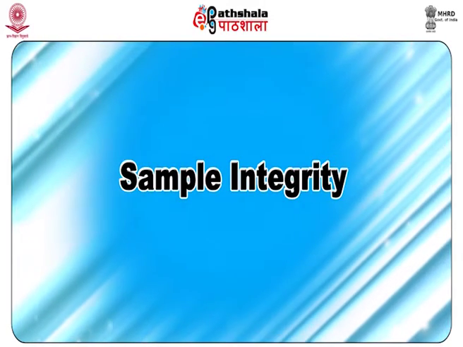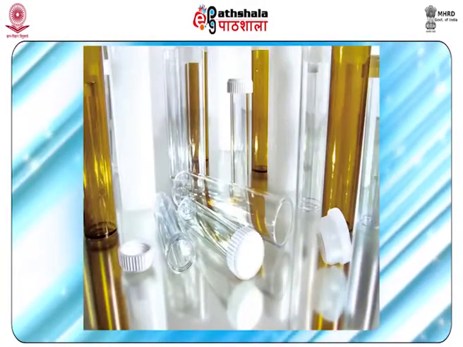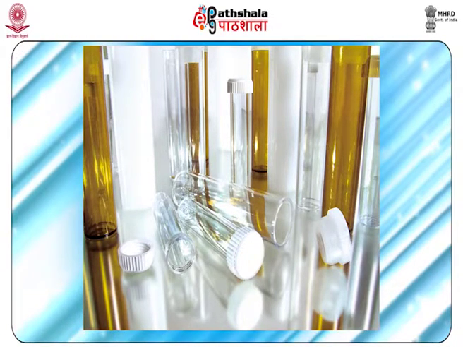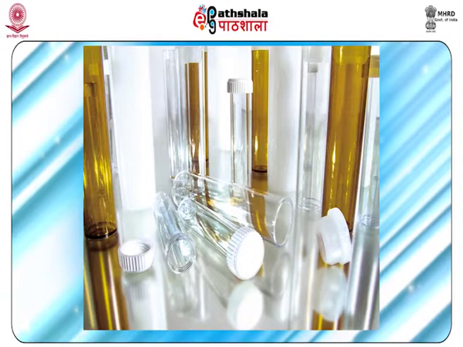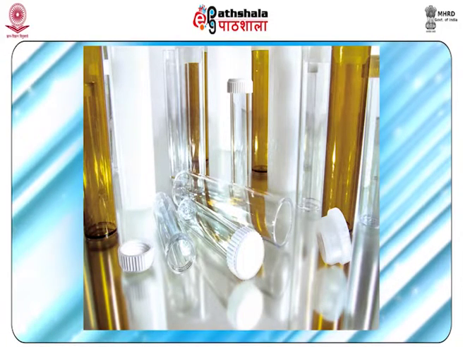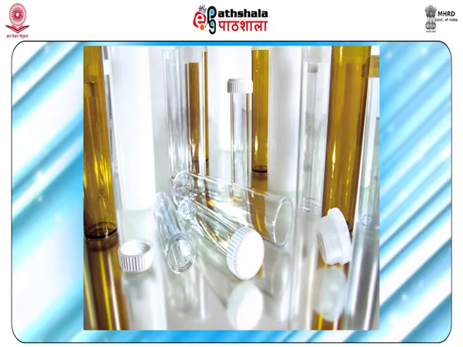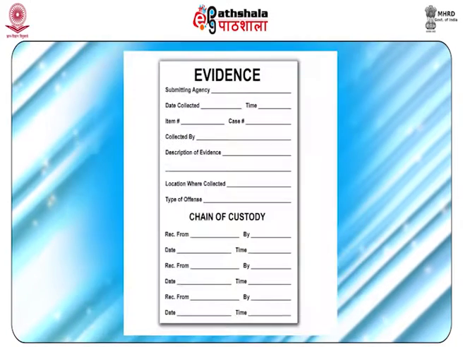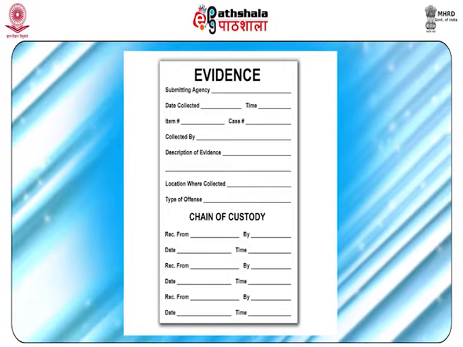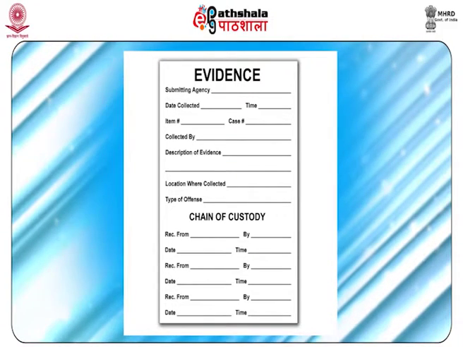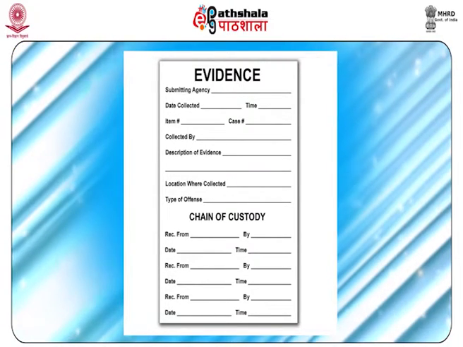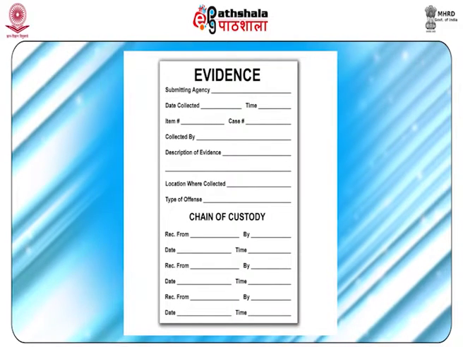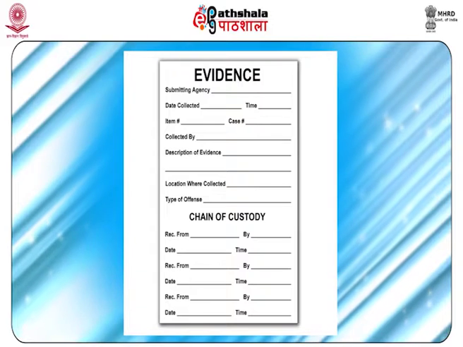Moving on to sample integrity. Forensic chemists, in order to reduce the risk of contamination of samples, perform their analytical work in sterile conditions. In order to control the chances of tampering, forensic chemists must maintain the chain of custody for each sample.